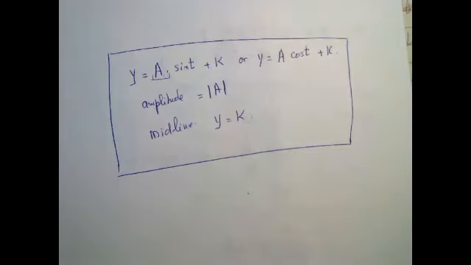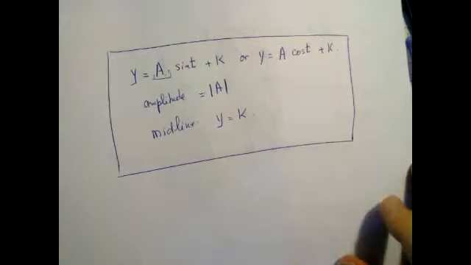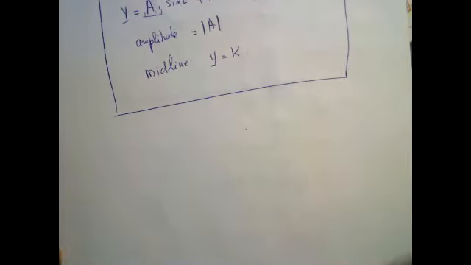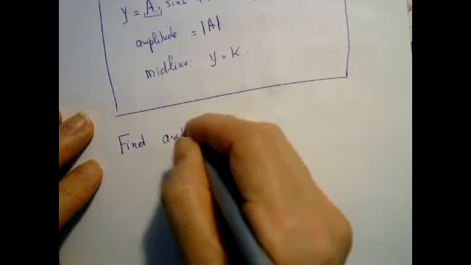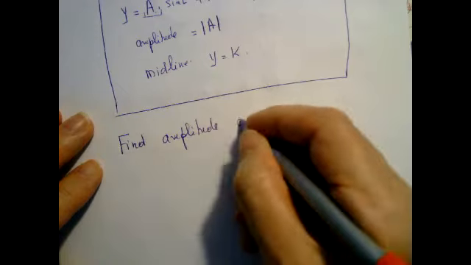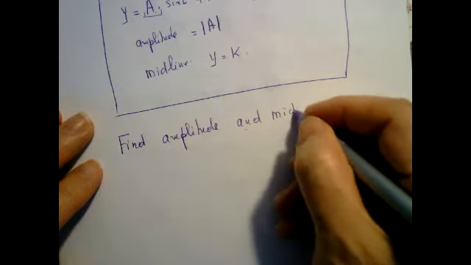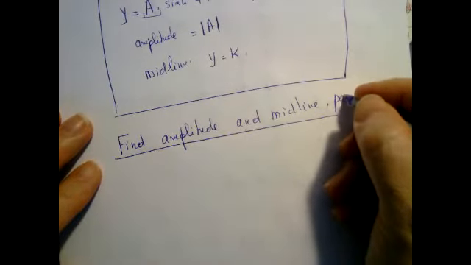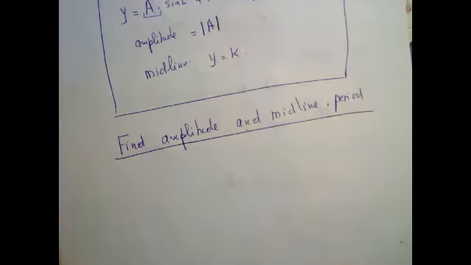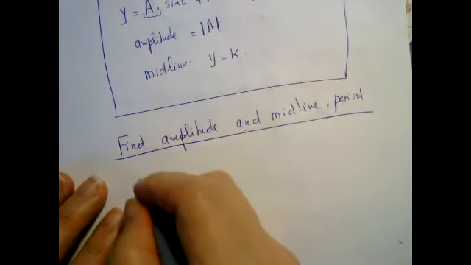So I'm going to give you a few functions now. And my question would be, give me the amplitude and give me the midline for each one of them. And please have your camera on. So the question is, find amplitude and midline, only based on the formula. And the period in all those problems is 2 pi. Next section, we will change the period. All right, so I give you the first one, very easy.